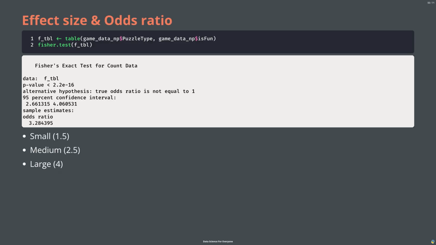Fisher's test also gives us an odds ratio, which tells us the size of the effect. Typically, an odds ratio of around 1.5 is considered a small effect, around 2.5 is considered medium, and 4 or higher is considered large. In our case, the odds ratio is 3.3. That means that participants were 3.3 times more likely to say that logic puzzle was fun compared to word puzzles.